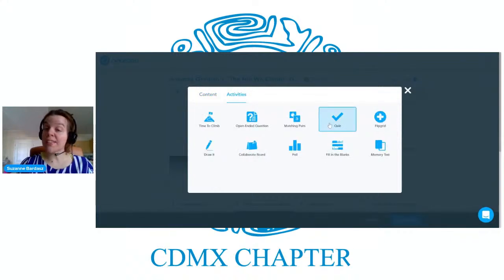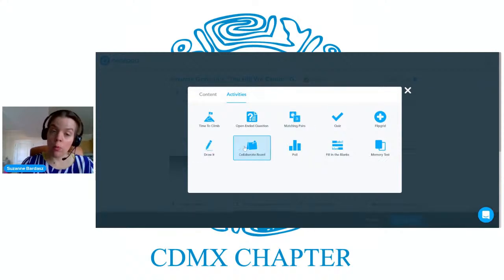We can do a quiz if I want to quiz my students. We can do matching pairs for vocabulary practice. We can have students draw. We can do a collaborate board. So collaborate board is what you saw a little bit earlier. Students would add content, and I'll show you how that works in just a moment.